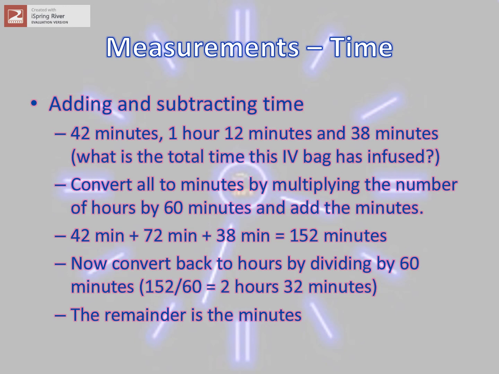Then go ahead and add them. 42 and 72 and 38 adds up to 152 minutes. Now you're going to convert back to hours by dividing the 152 by 60. 152 divided by 60 is 2 hours, and you'll have 32 left over. The remainder becomes your minutes. 2 hours, 32 minutes.